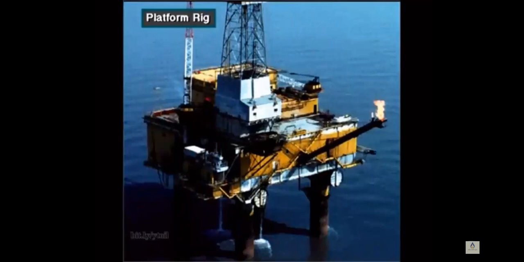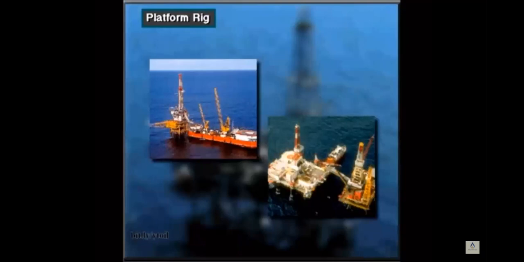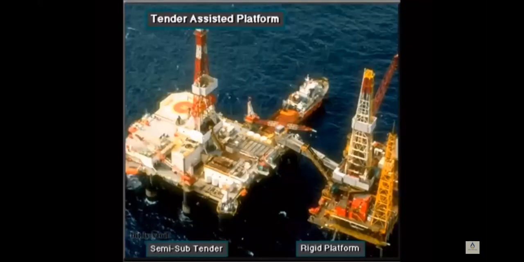A platform rig is an immobile offshore structure. That is, once built, it never moves from the drill site. Companies drill several wells from the platform. Platform rigs can be tender-assisted rigs. The tender floats next to the rigid platform, which is firmly pinned to the seafloor.